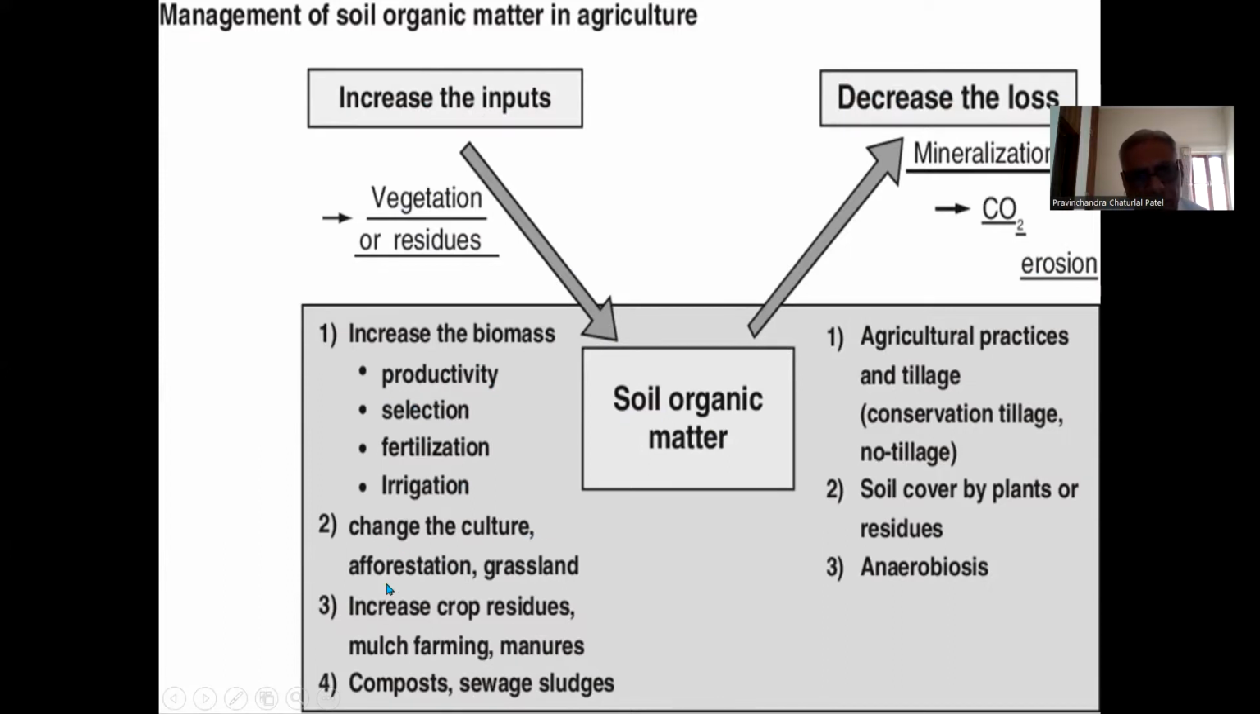Then change the culture: afforestation, grassland, increase crop residue, mulch farming, manures, compost, sewage sludge. Then agriculture practices and tillage: conservation tillage, no tillage, soil cover by plants or residue, then aerobiosis.